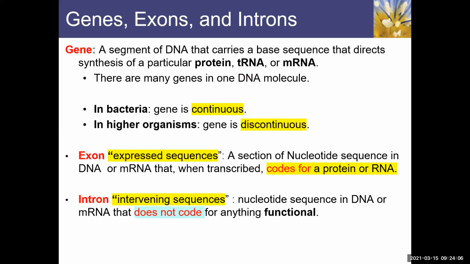Exons code for protein or RNA, and introns don't code for anything. So introns are what we don't need. Introns are the silent areas of a gene, the intervening areas which are not transcribed. We want exons because exons are the ones which produce a particular protein or gene. We want exons, but we don't want introns, because they do not function, they're not translated. They're like silent areas. We cannot translate introns, okay?